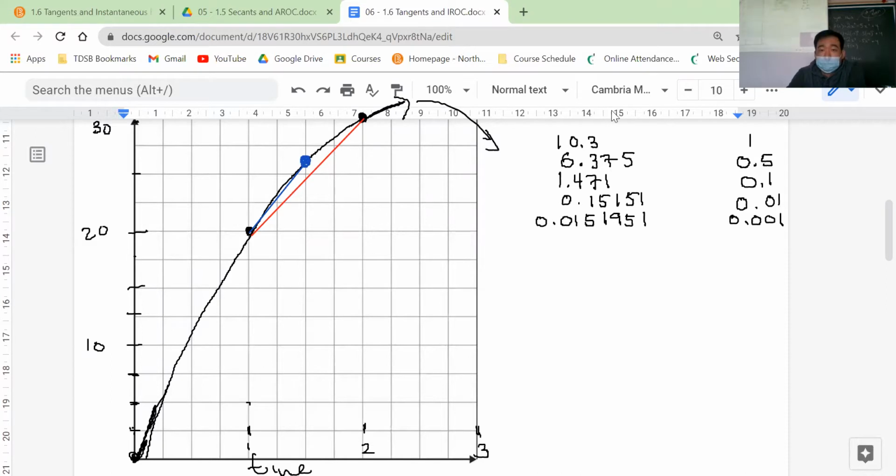And then how about I use green? The next secant that we drew was from 1 to 1.1 second. It's going to be something like that. Which is really hard to draw, but something like this. Okay. Oh, something like this. Okay.